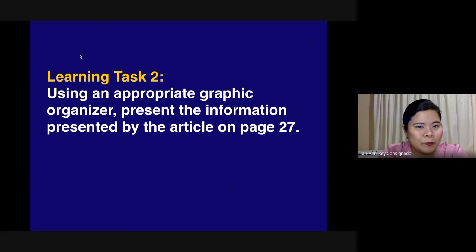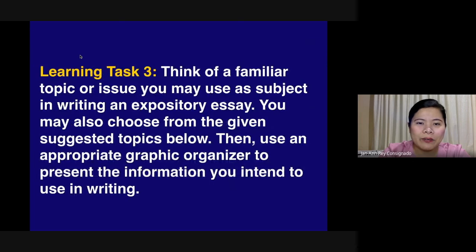Learning task 2. Using an appropriate graphic organizer, present the information presented by the article on page 27. Learning task 3. Think of a familiar topic or issue you may use a subject in writing an expository essay. You may also choose from the given suggested topics below. Then, use an appropriate graphic organizer to present the information you intend to use in writing. That is our learning task 3.